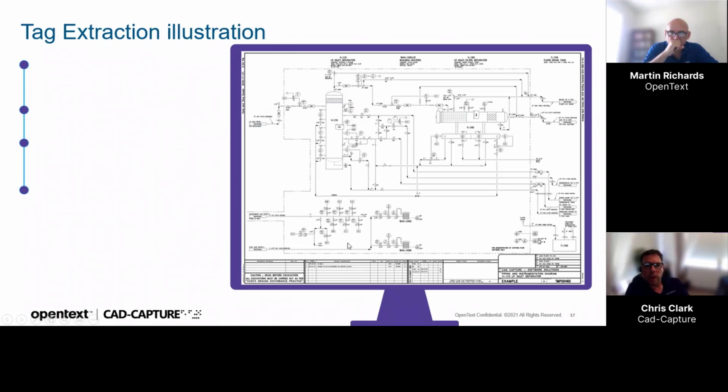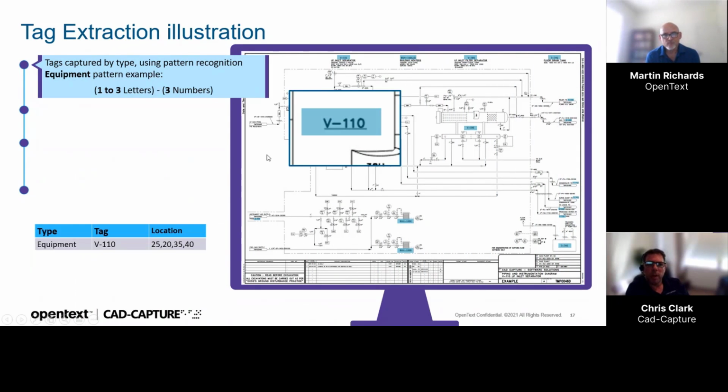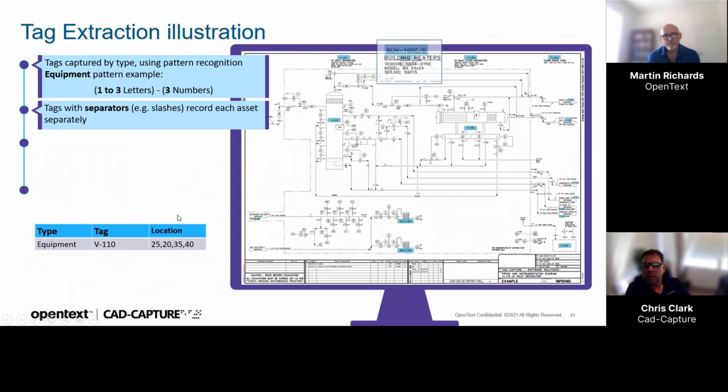So just to give you a brief example of how we firstly extract that information, we use pattern recognition, so that it's using regular expressions. So here you'll see we've built a rule to recognize the equipment. There's 1 to 3 letters, then a dash, then 3 numbers. So that's captured V-110, and we've categorized it as a piece of equipment. We've named the tag, we've taken the XY coordinates. So that means you can locate it on the page.